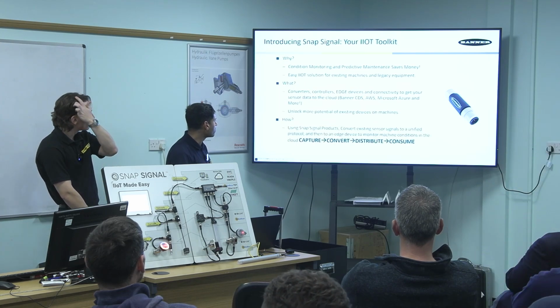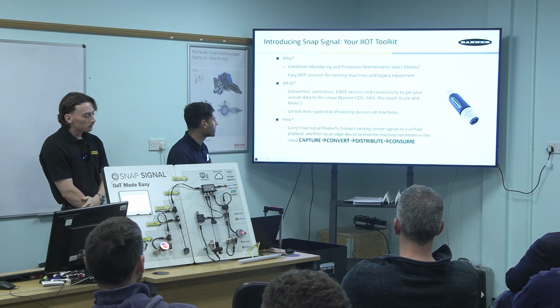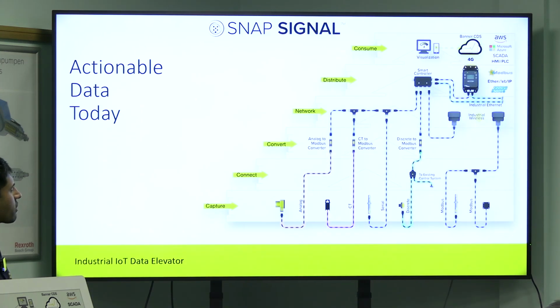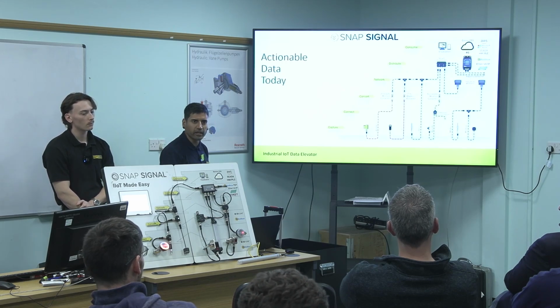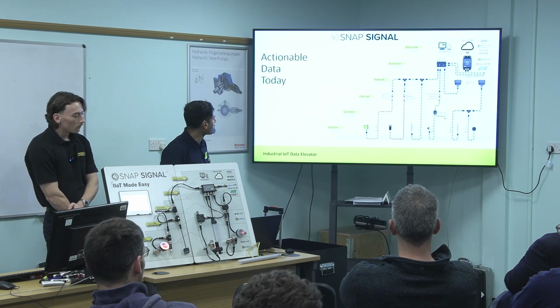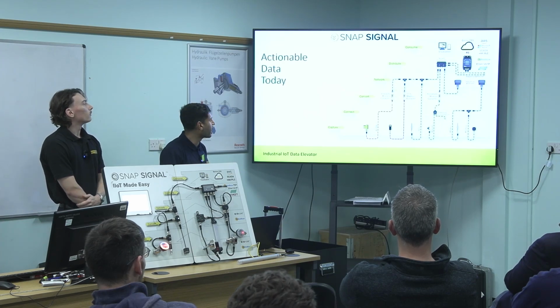And how do we do it? There's a process in which we do it. We basically capture the signals from your sensors on the sensor level, and then we can convert that into a unified protocol. From there, we distribute it from our controller up to the cloud, to AWS, to an API, to a web server, wherever you want to. This is a good topology which pretty much demonstrates what Snap Signal is, and we've got a demo board as well. It's a good graphic because we call this the IIoT data elevator.